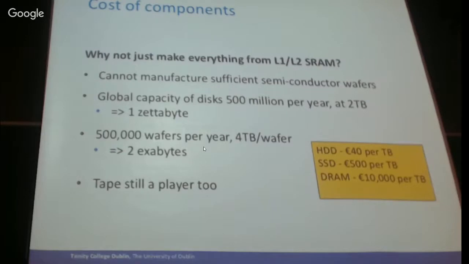There just isn't enough capacity in all of the fabrication plants on the planet to come anywhere near building enough silicon to replace all of the magnetic capacity that's in disks and tapes. The global capacity for making disks is somewhere of the order of 500 million disks a year. It's that sort of space. And let's say that 2 terabyte disks each gets us to somewhere around 1 zettabyte of storage every year being manufactured across the world in total.